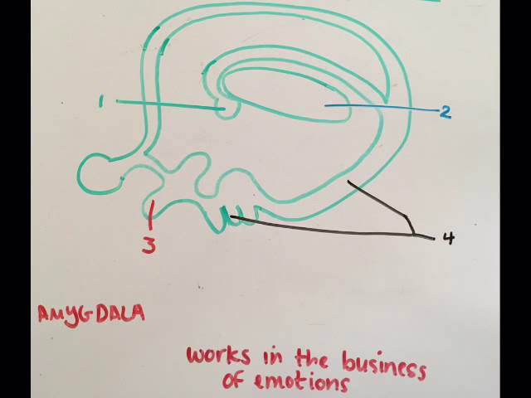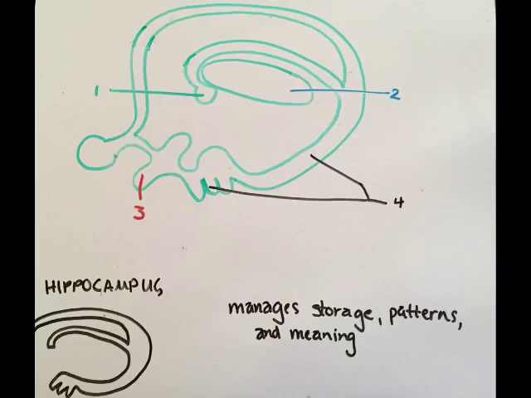Another structure is the amygdala. The amygdala works in the business of emotions. You're going to hear a lot about this when we talk about substances and things like that. People really like to talk about the amygdala because it kind of drives us to do what we want. But I have to say that the fourth section is even more imperative, and that is the hippocampus.